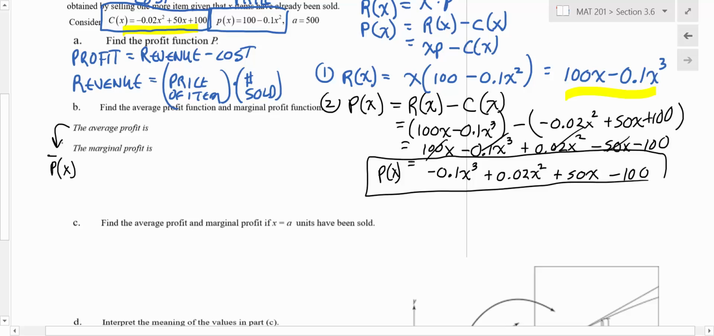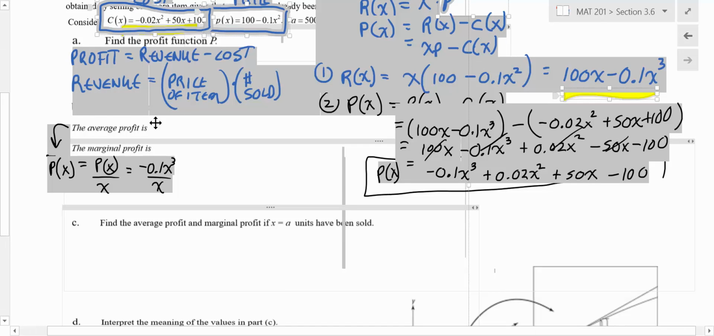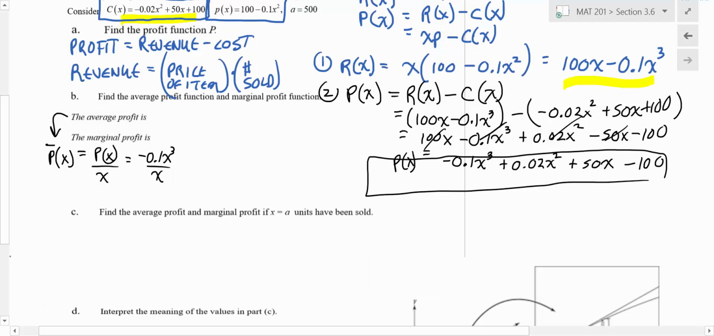What we said we do on that is we divide by X. So you're going to take that profit function that we have, and you're going to divide that by X. That's the definition of what an average profit is, okay? So what I'm going to do is I'm going to do this. This is something you can do in your head, but just to show you what I'm doing, I'm going to take the profit function I have over here. That's going to be plus 0.02x squared over x.